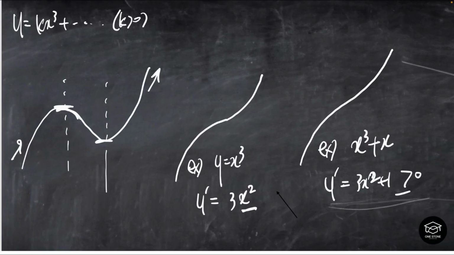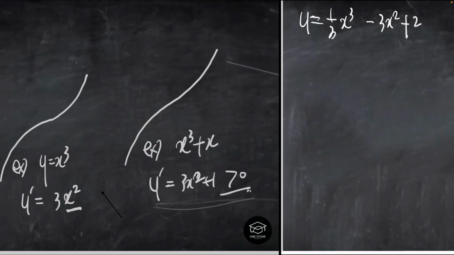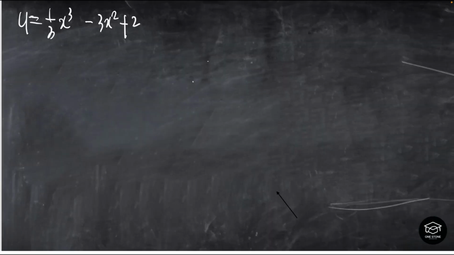Now let's look at a specific example. Consider the function y equals 1/3 x cubed minus 3x squared plus 2. If this function has a local maximum and a local minimum, what will its shape look like? If there is a local minimum and a local maximum, then the graph will be of the first type.